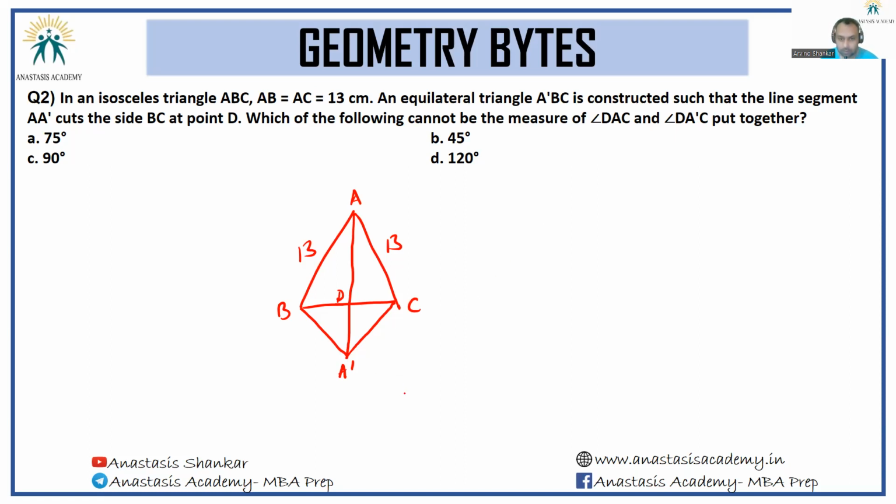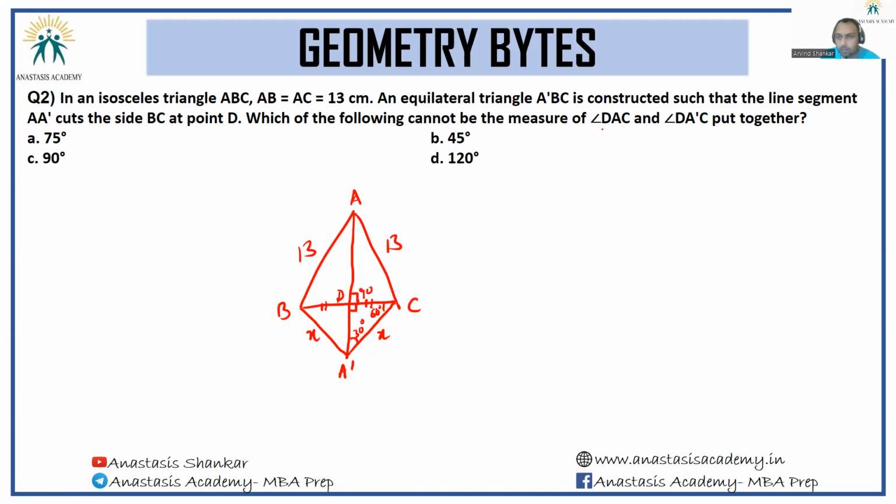Okay. Things I know. This is as good as a kite. If this is X, this is also X. This is as good as a kite. A dash C is as good as a kite. So this smaller diagonal is getting bisected with 90 degree. So because BCA dash is an equilateral triangle, this will be 30 degree. This will be 60 degree. This will be 90 degree again.